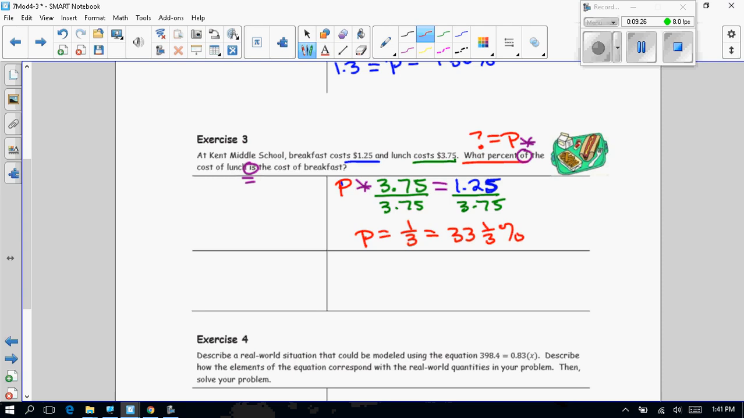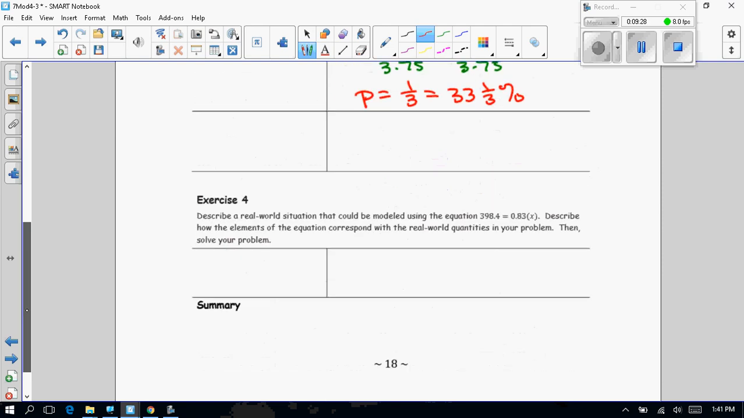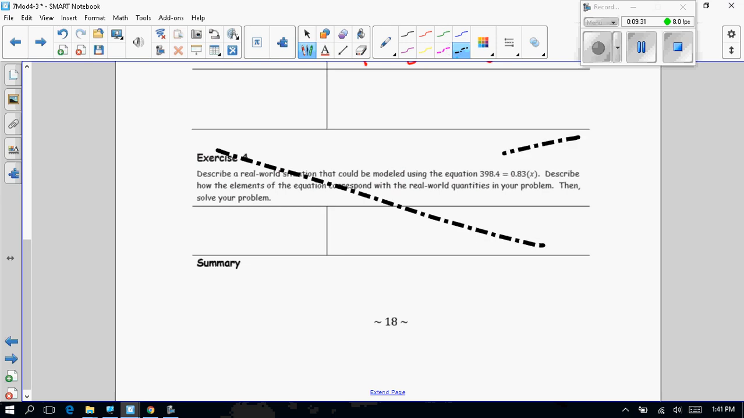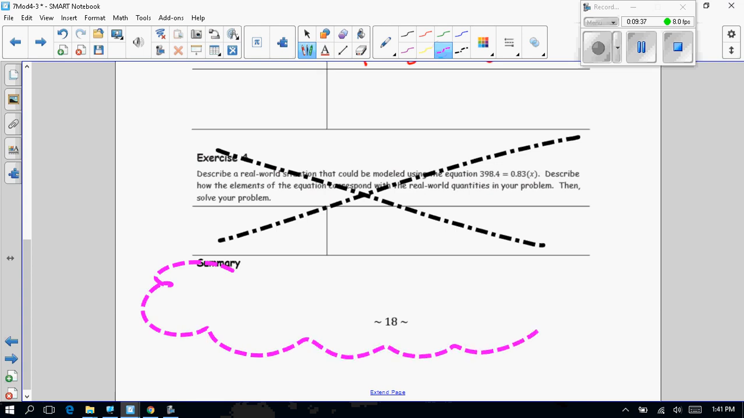All right. So I'm going to drop down. I'm going to skip exercise 4, unless you feel like doing one, but I'm not a big fan. And I'm going to have you guys write in the summary when we come back to class.